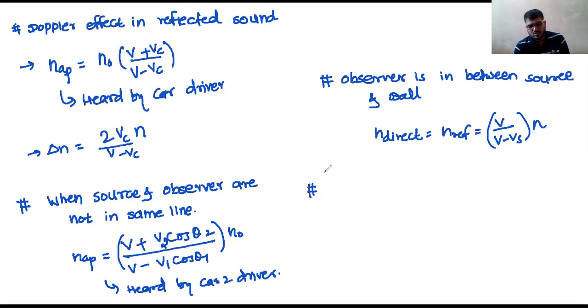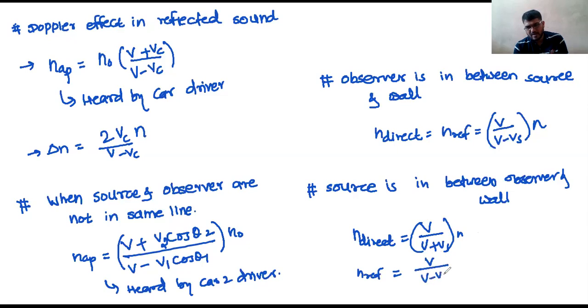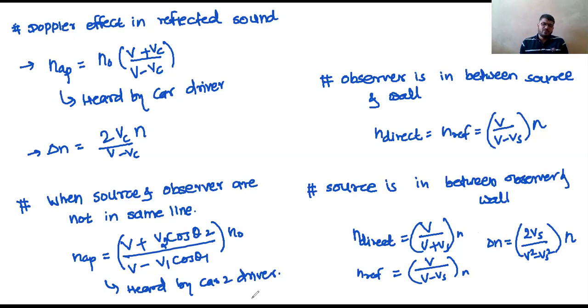Next, when source is in between observer and wall, then N direct is equal to V by V plus Vs into N, and N reflected is equal to V by V minus Vs into N. And here number of beats, that is delta N, is equal to 2 Vs divided by V square minus Vs square into N. Okay, this is the formula with cases, whatever it is. Pause the video, note down all these formulas.